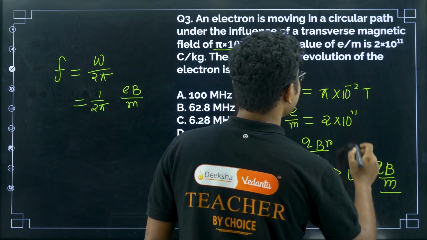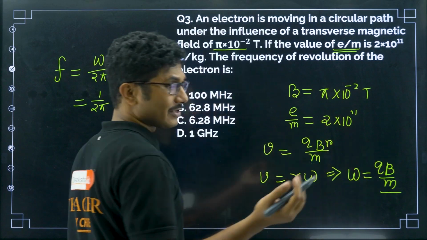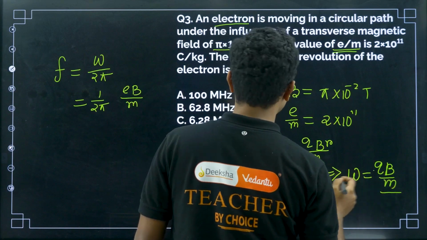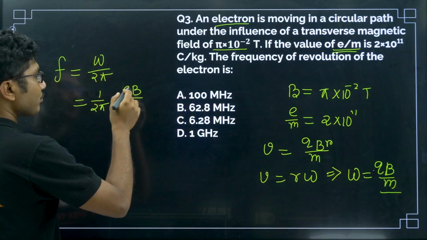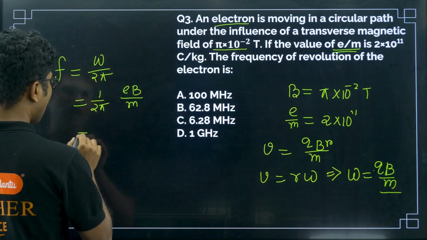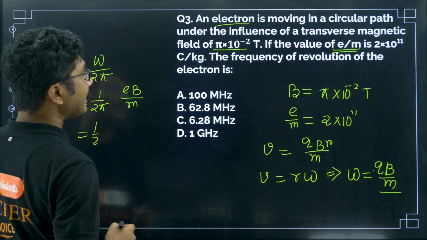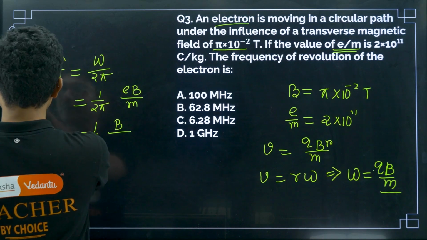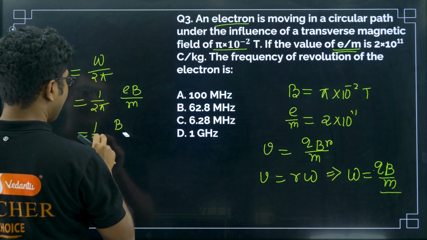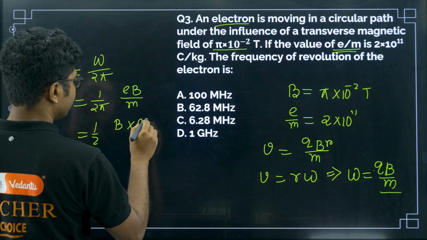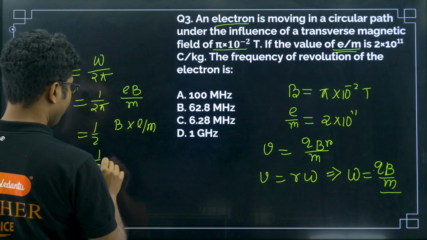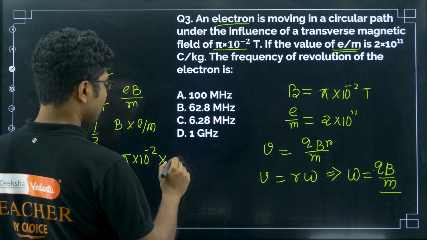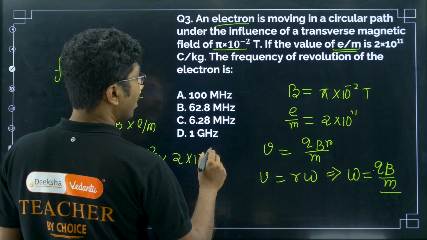Now, in this case e by m is given. e means the charge of the proton or whatever moving electron. Here the electron is given, so Q itself is e. That is why instead of writing QB, I have written eB by m. Now, from this expression let us put the values. e by m is given, so we can write B multiplied by e by m. B is pi times 10 to the power of minus 2, e by m is 2 times 10 to the power of 11.